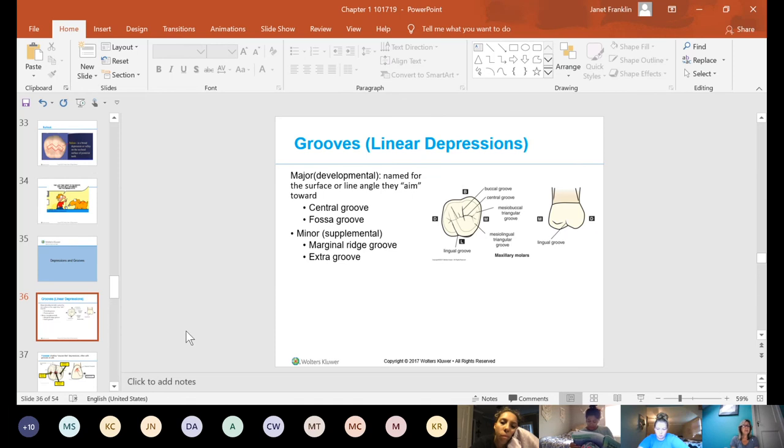So you have major grooves or developmental grooves. These are in your teeth as they form. You have them in your molar teeth. We call them major grooves because there's a lot of minor grooves too, or supplemental grooves. Some people have more than others, but we almost all have all the major developmental grooves. We just don't always have all the minor supplemental grooves. They are named for the surface or line angle they aim toward. So think of an arrow. The name is going to be named toward what you're pointing to with the arrow.